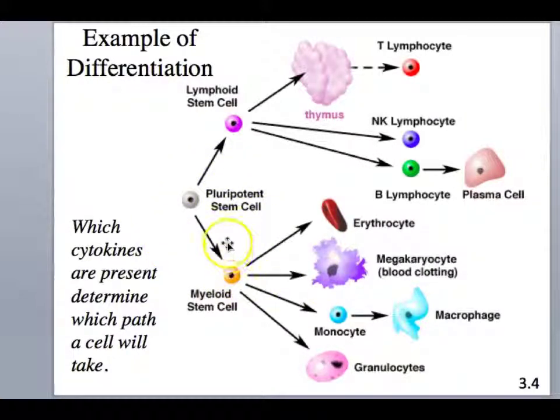On the other hand, our bone marrow contains myeloid stem cells, and depending on what signal they're given, they'll either become a red blood cell, which is called an erythrocyte. They could become white blood cells, like a macrophage. They could become a clotting element. There's so many things that it could become.